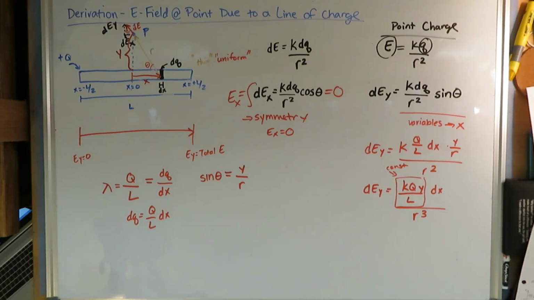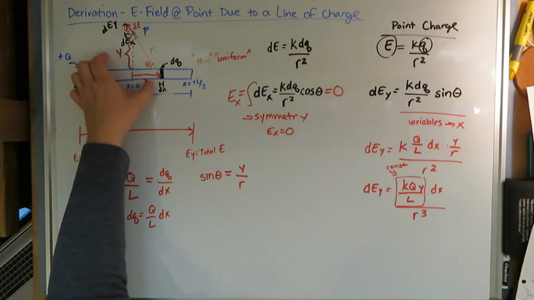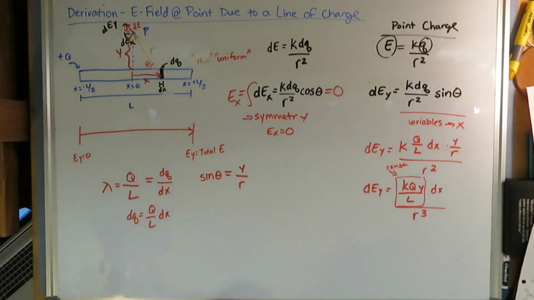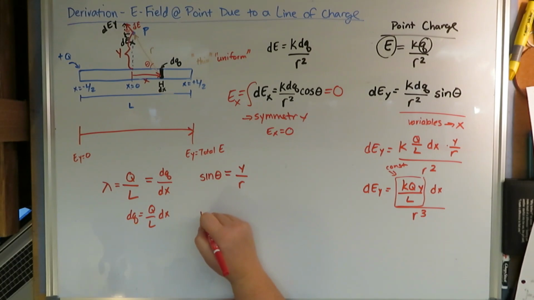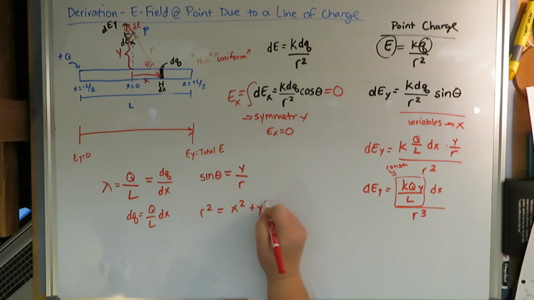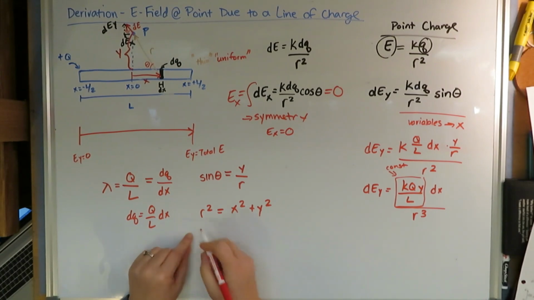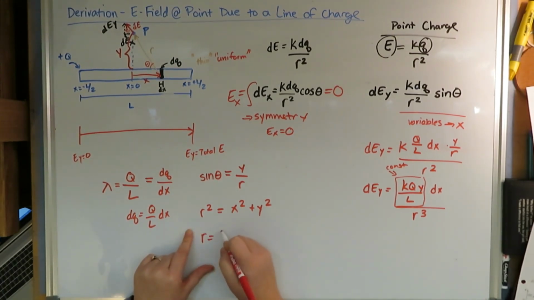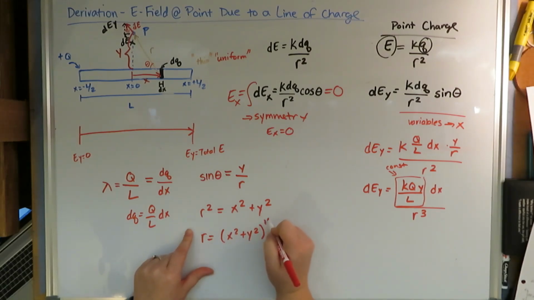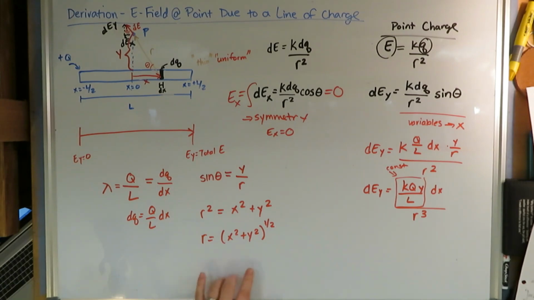r is a problem. Well, I'll still have this triangle here, so I can use the Pythagorean theorem and say r squared is going to equal x squared plus y squared. x is a variable, y is a constant. So r is going to essentially be the square root of x squared plus y squared, but I'm going to put that up to the 1/2 power because when I substitute in, I'm going to need r cubed.